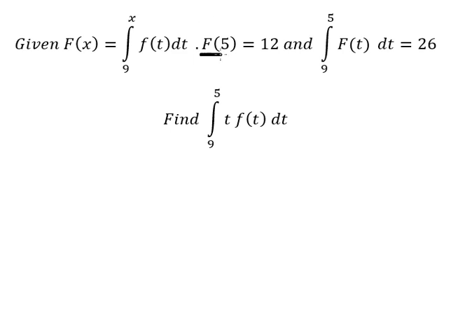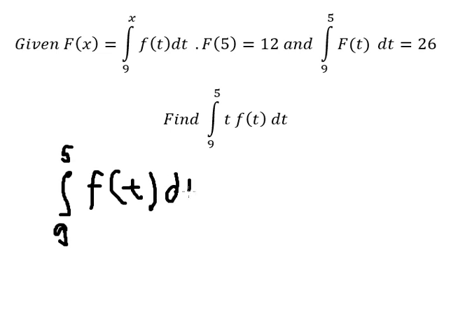The first thing, capital F of 5 equals 12. We know that we have this one in here. So if we put 5 in here, that means we have the integration from 9 to 5, and this one equals 12.